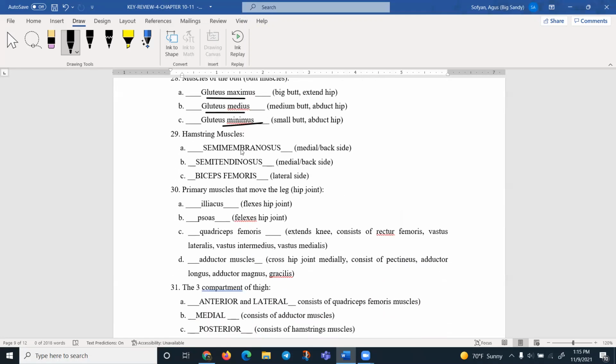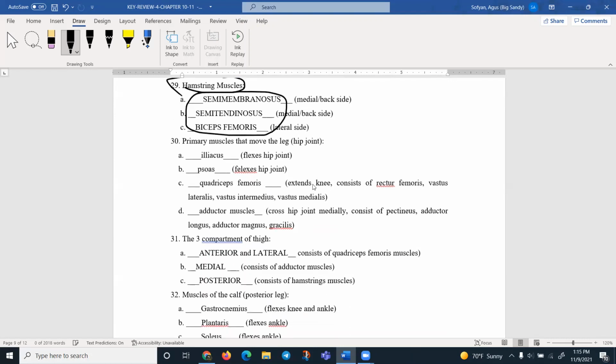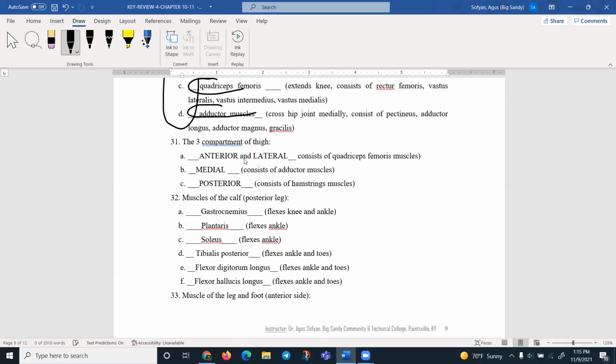And then hamstring muscles, the ones located on the back of our thigh. It has 3 muscles: semimembranosus, semitendinosus, and biceps femoris. This is the hamstring muscle. Muscles that move the legs or hip. Yeah, I think we already talked about this one: iliacus, psoas, quadriceps, adductor muscles. They all move our hip.